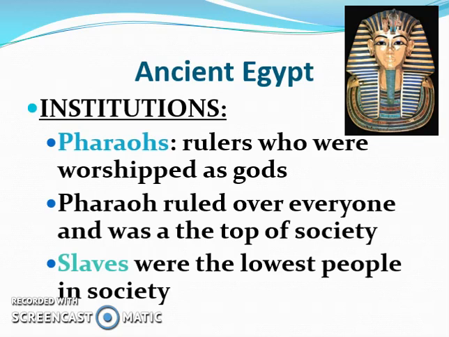They were at the top of society, and while they were at the top of society, slaves are going to be at the lowest part of society. So again, we will see slavery just like we saw in Mesopotamia. And again, just like in Mesopotamia, slavery was not based on race. It was, again, most often based on being caught during wartime or owing money or a debt that you could not repay.